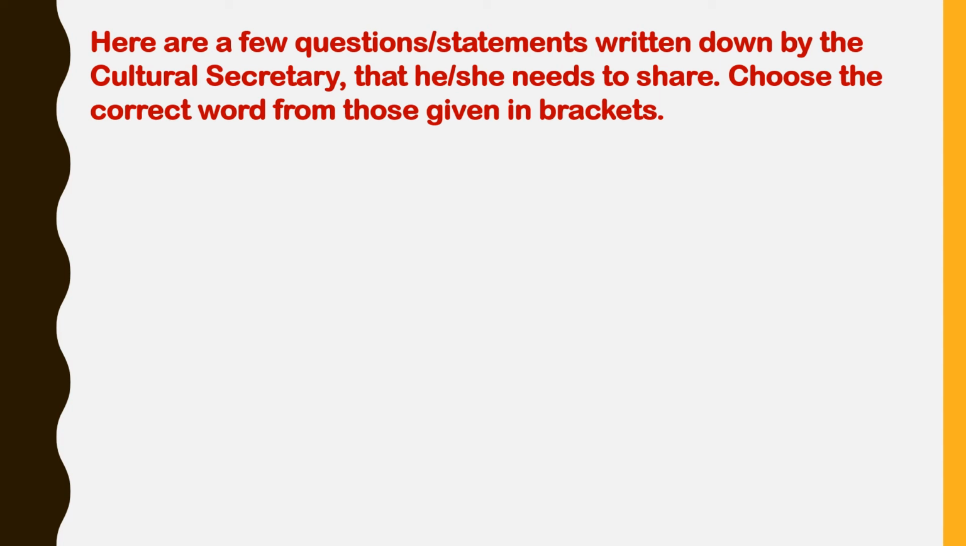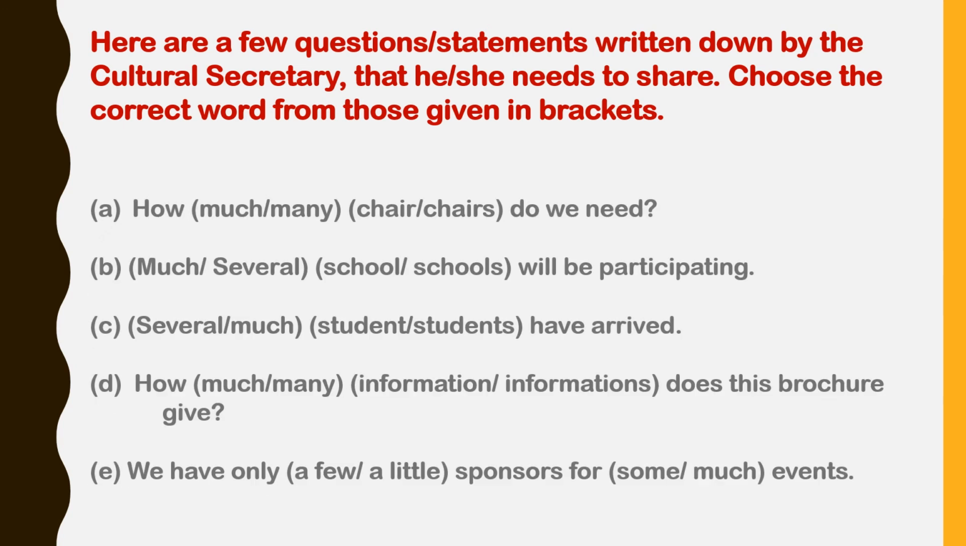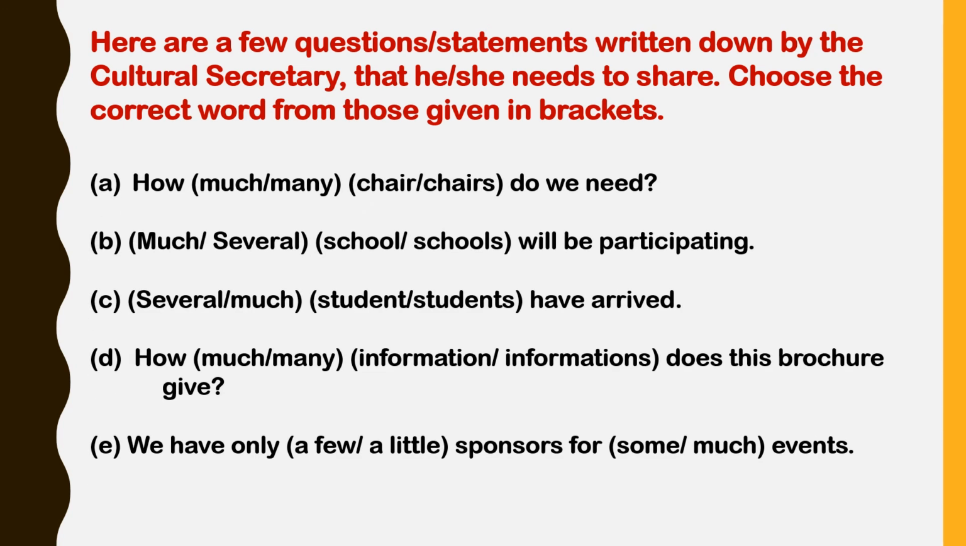Another exercise. Here are a few questions or statements written down by a cultural secretary that he or she needs to share. You have to choose the correct word from those given in brackets and reframe your sentence. The first one, how much many chair or chairs do we need? So when we can count, we use many. When we can't count, we use much. So countable noun is chair. So how many chairs do we need? Similarly, you choose the correct word, the determiner and the noun in brackets and reframe your sentence correctly.